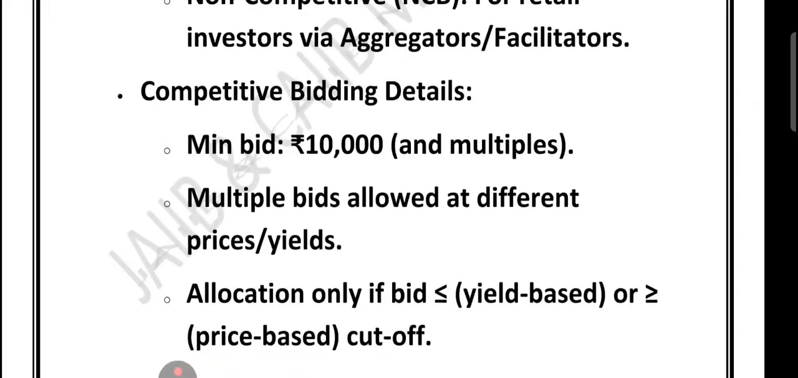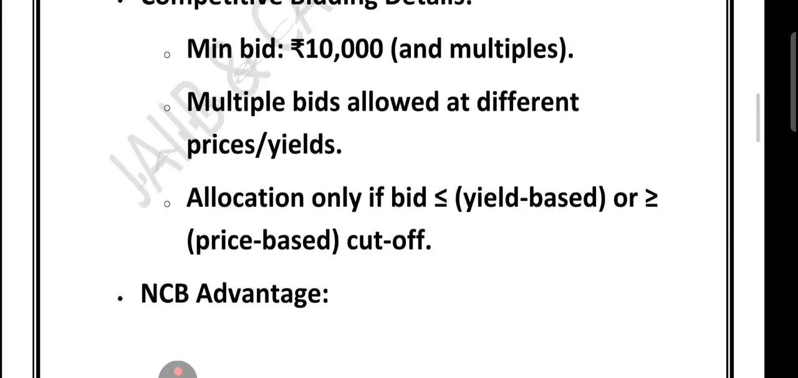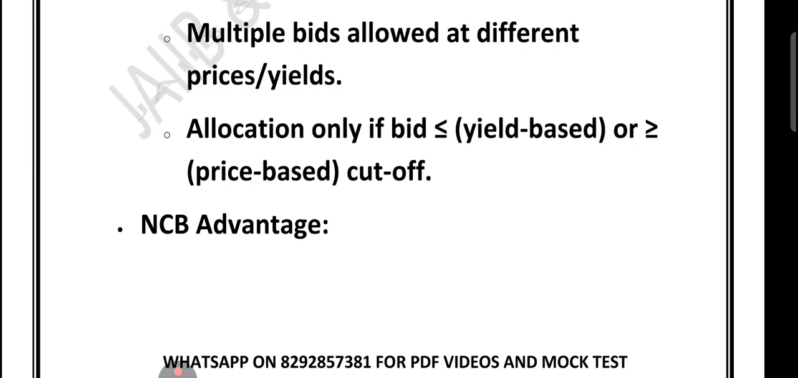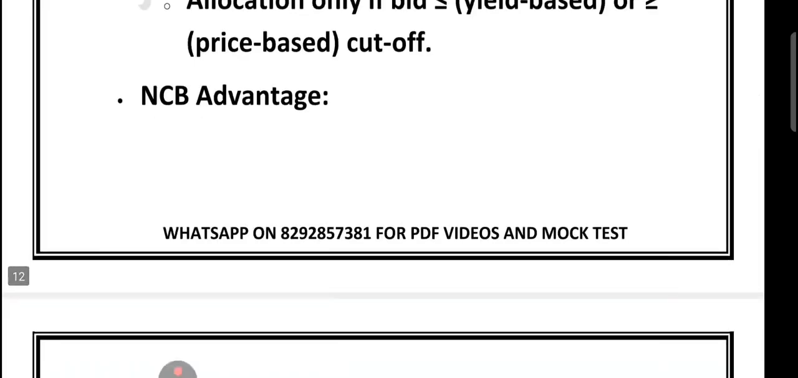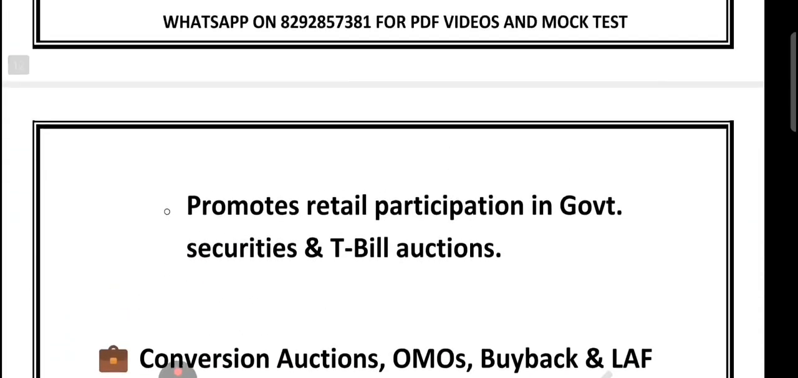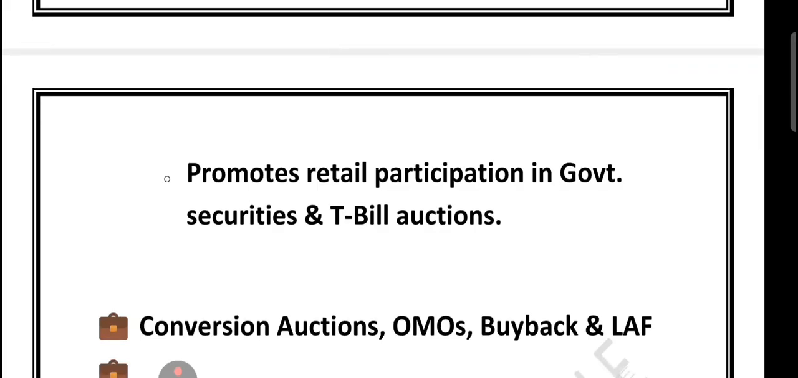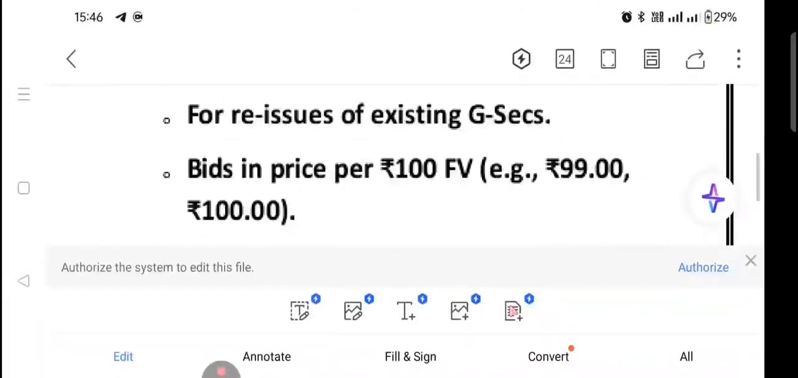In the context of competitive bidding, please note that the minimum bid is 10,000 rupees and the bid must be a multiple of that amount. An investor can submit multiple bids at different prices or different yields. However, allocation is made only if their bid is at or better than the cutoff yield or price. The non-competitive bid is a big plus for individual investors. Why? Because it makes government securities and treasury bills accessible to the general public, promoting wide retail participation in safe government-backed investment. So let's summarize the key points which we have covered in these two slides.